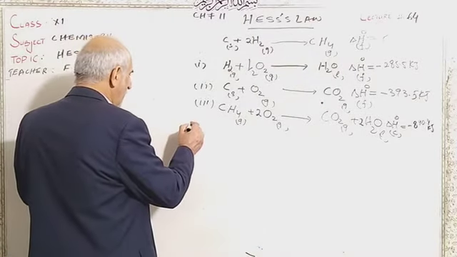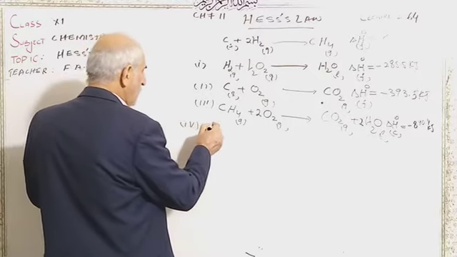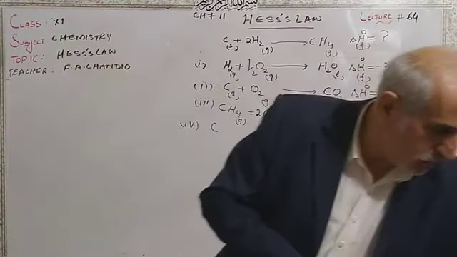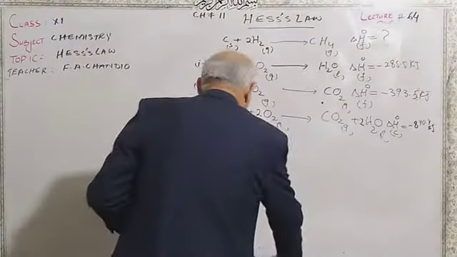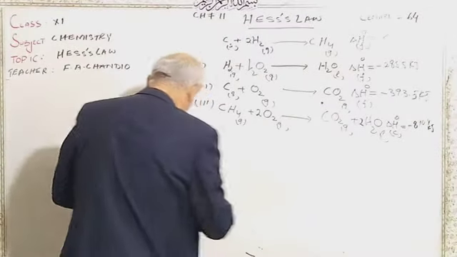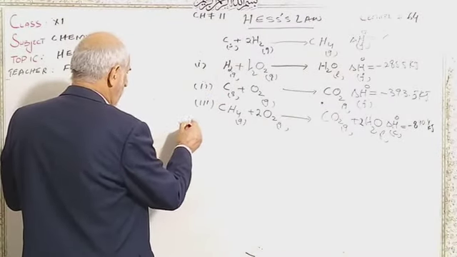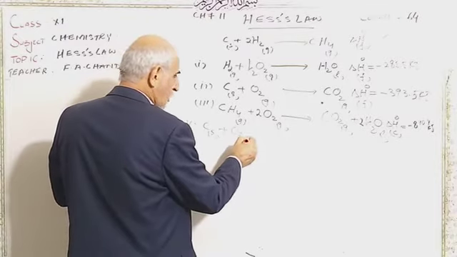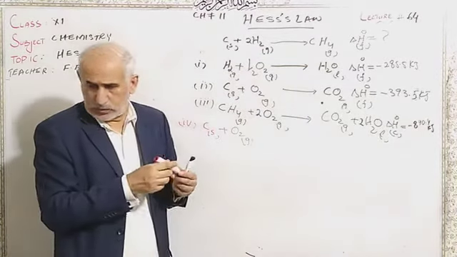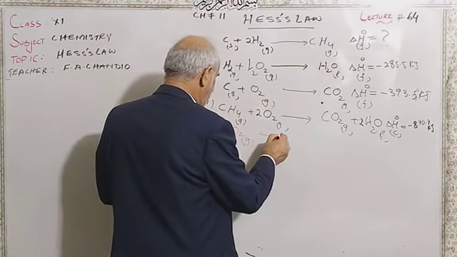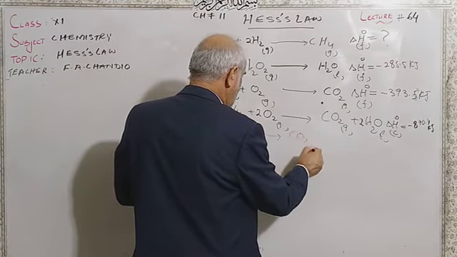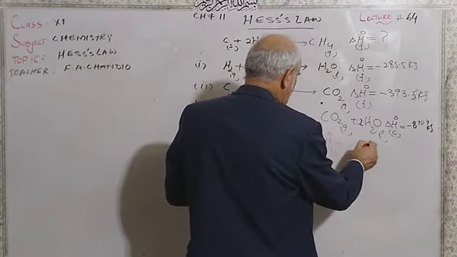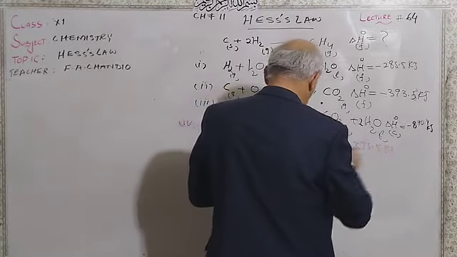So I am going to write it as equation number 4: carbon, solid, plus oxygen, gas, to give carbon dioxide gas, delta H naught formation minus 393.5 kilojoules.